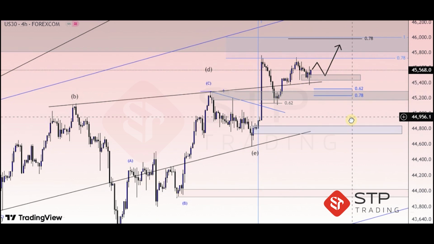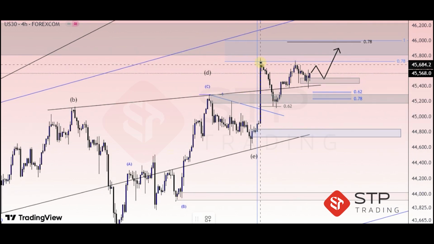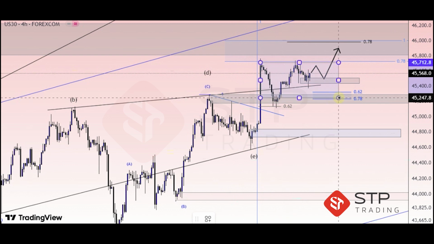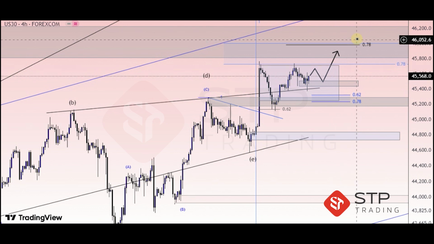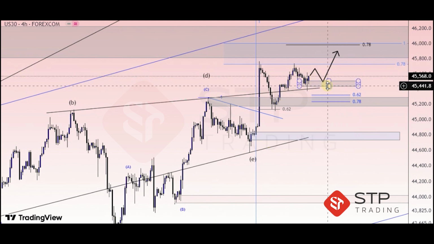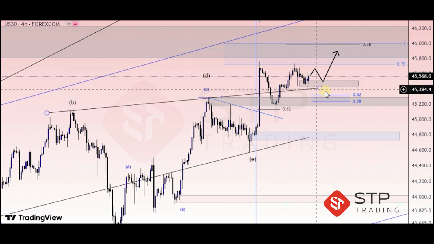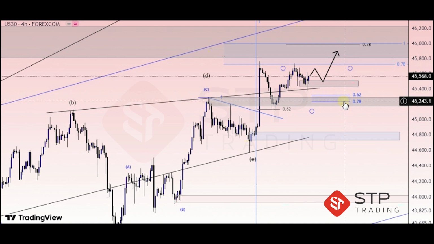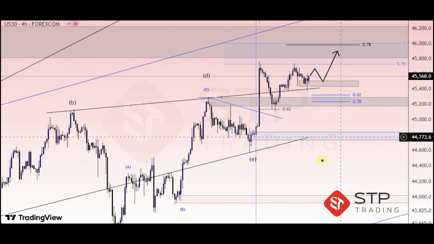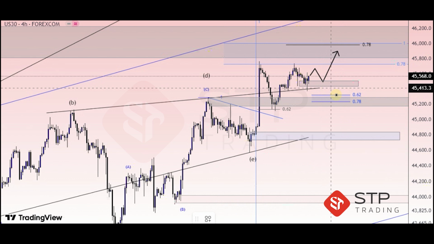After the completion of the corrective pattern that could end in this area, the continuation of the bullish trend could be the likely scenario. If the index breaks through the support zone and also the support trend line, then the continuation of the correction down to the 61.8% and also the 78% levels will be the likely scenario.